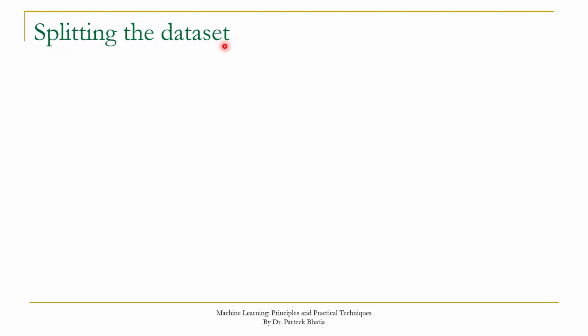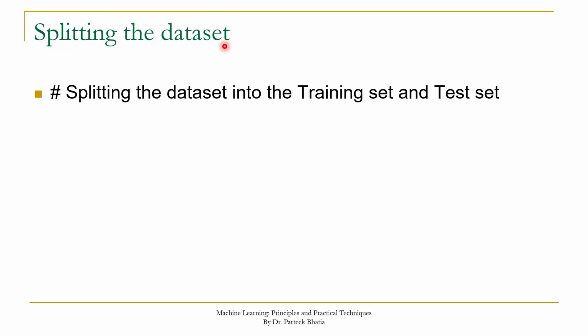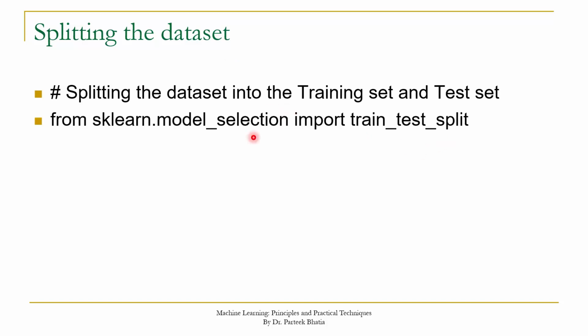We have also performed the same step in simple linear regression. Now the code which we are going to discuss will be the same as in the case of simple linear regression. In order to split the dataset into training and testing, we have to import train_test_split from the model_selection sublibrary of sklearn, and for this the syntax is from sklearn.model_selection import train_test_split.